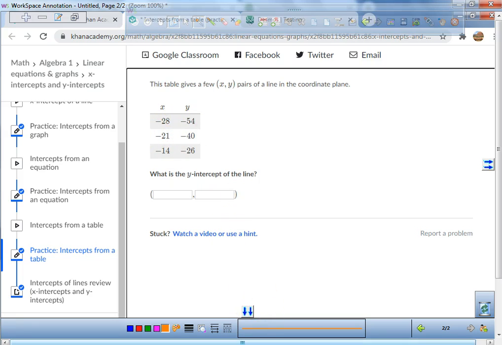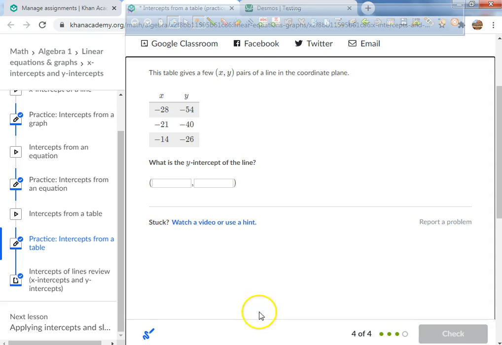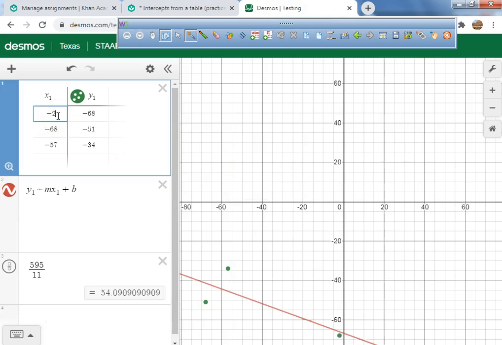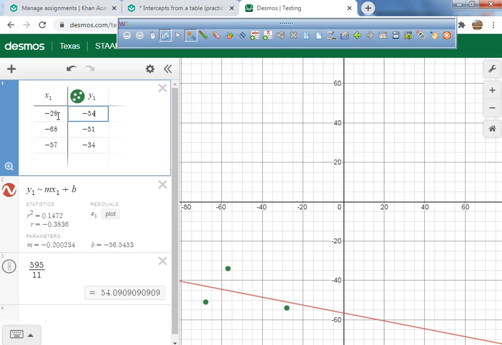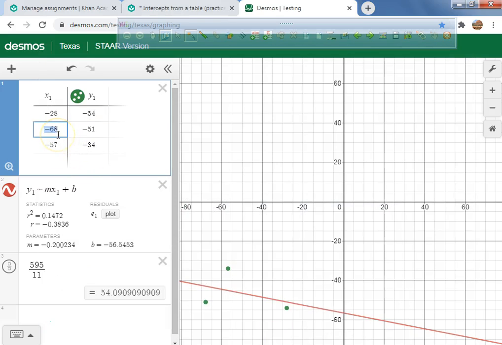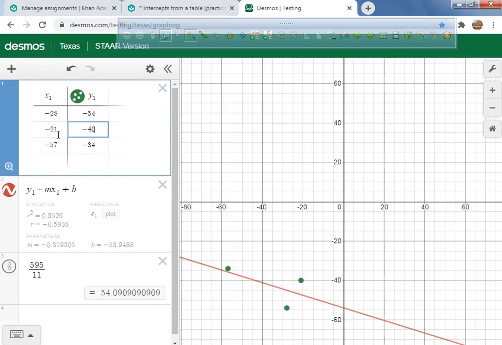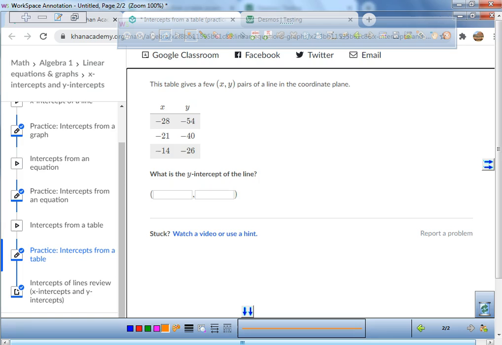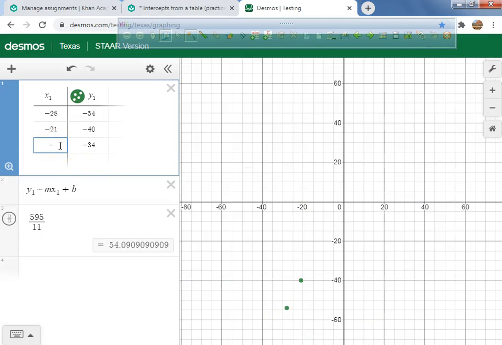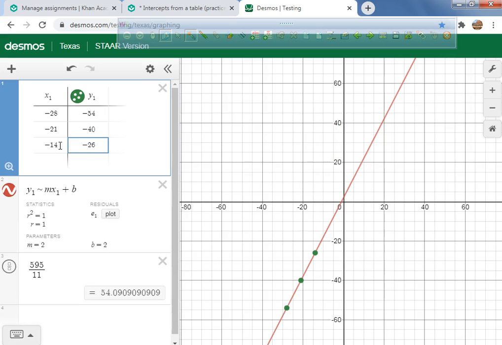Negative 28, negative 54. Got it. Negative 28, negative 54. Okay. Then what do we have? Negative 21, negative 40. All right. Negative 21, negative 40. Okay. Then what do we have? Negative 14, negative 26. All right. Negative 14, negative 26. Now, did you notice something? Hopefully you noticed something. I didn't change y1 tilde mx1 plus b. I just changed the numbers that are in the table. And it makes my life so much easier.